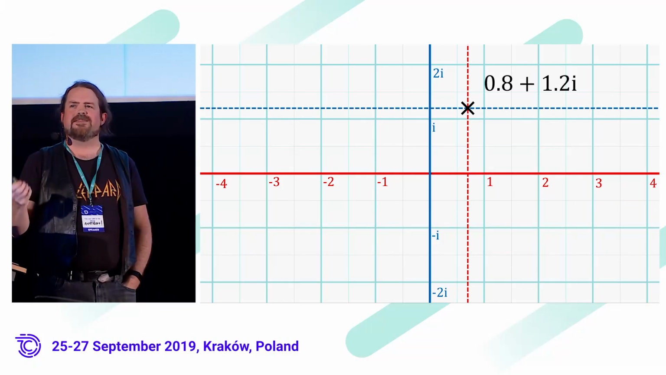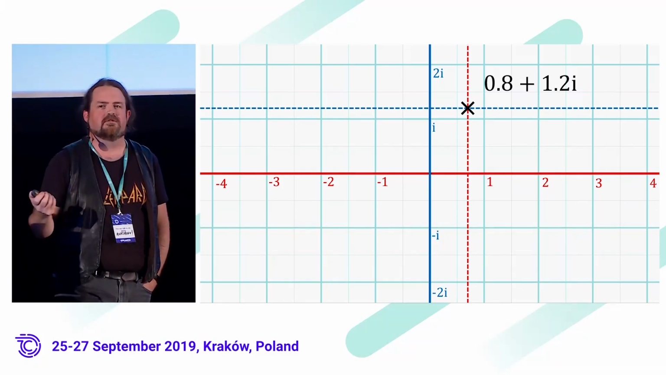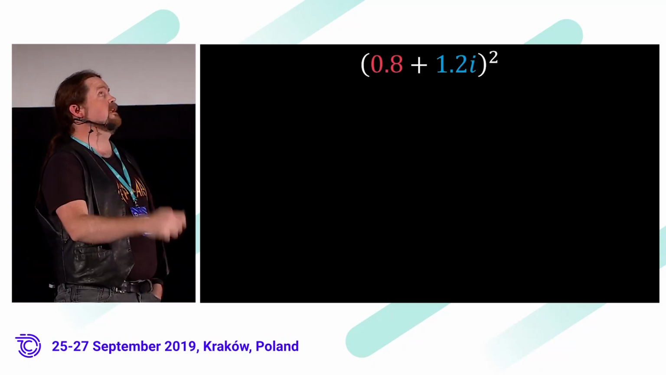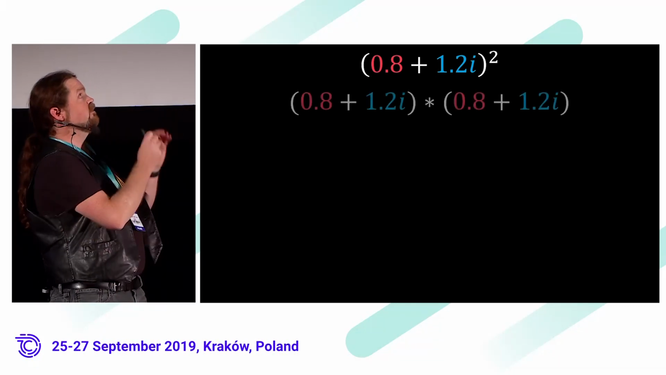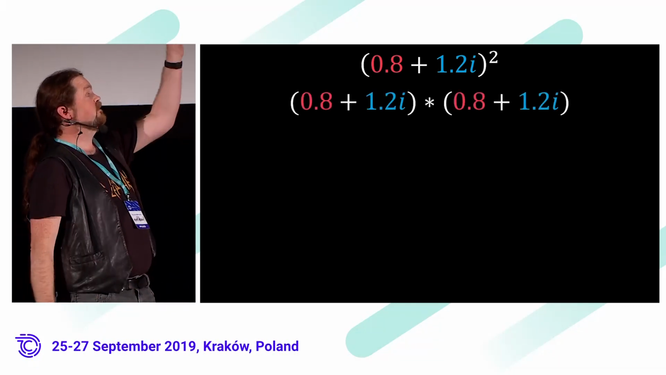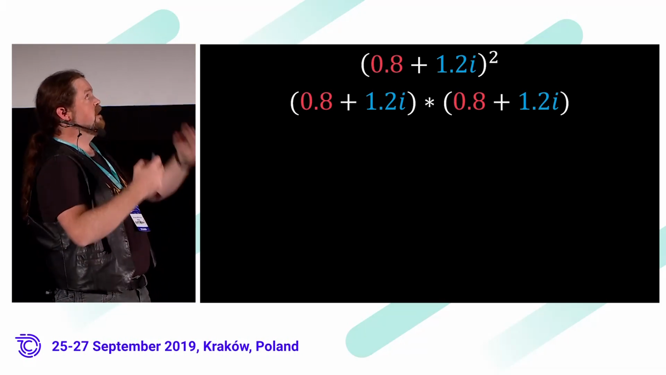We want to multiply that number by itself. Now, the way you do this is basically, it'll be familiar to anyone who did high school arithmetic. We want to take that number and square it. Now, I've color-coded the real and imaginary parts here. So we're just going to expand that out and say, all right, well, it's this plus this times this plus this. And then we can reconfigure that.